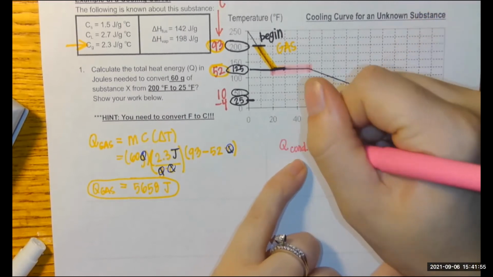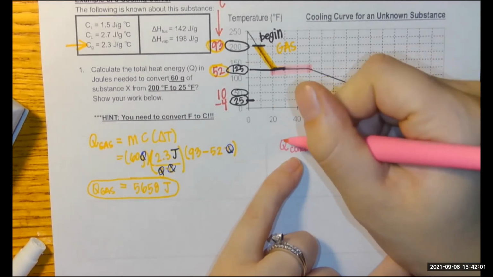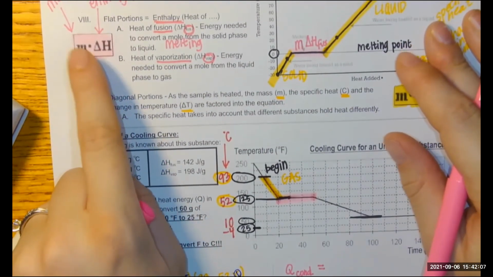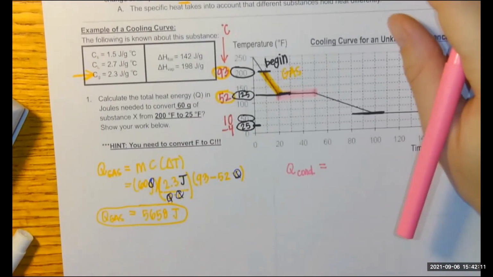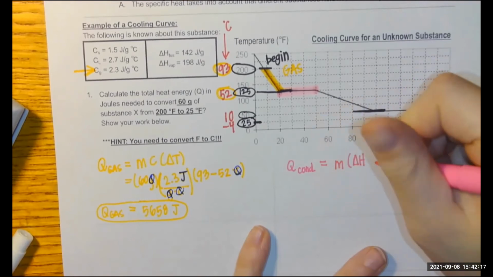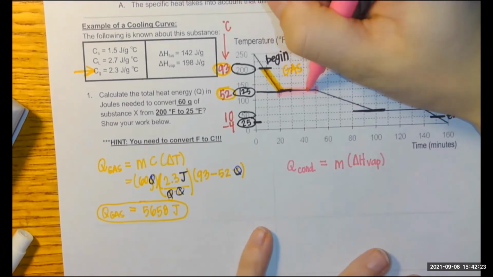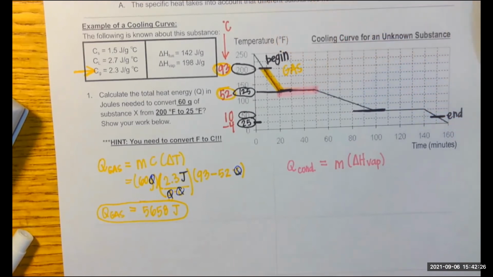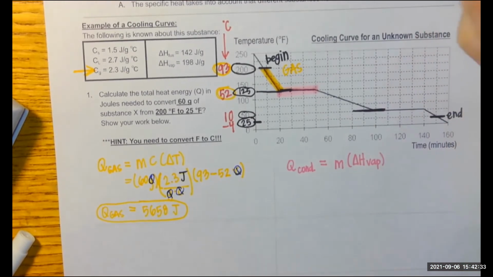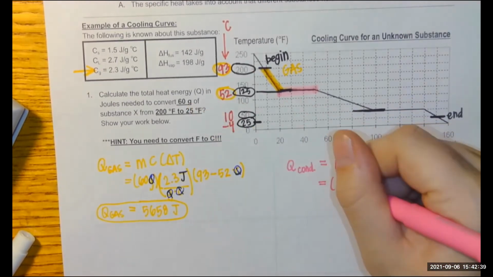The heat of condensation would be, I'm going to copy paste this, m delta H. And I'm still going to use delta H vap because even though it's not evaporating, it's going the opposite way of evaporating, it's condensating, it's the same value, right? It's the same process, just backwards. So the mass stayed the same. It's still just 60 grams.